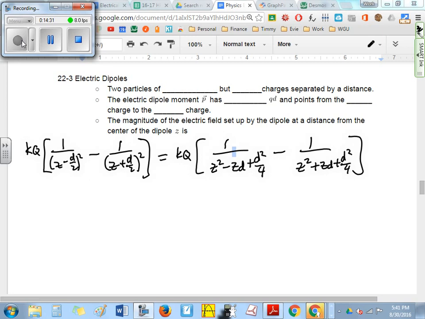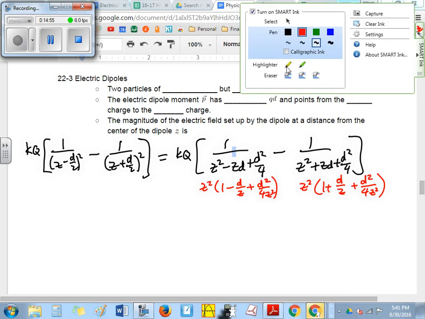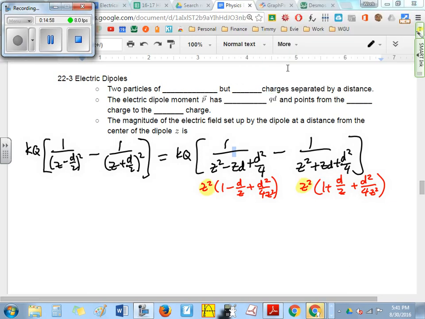So I'm going to start that process by factoring a z squared out of this trinomial, which is going to give me 1 minus d over z plus d squared over 4z squared. And then same thing here, z squared times 1 plus d over z plus d squared over 4z squared. This way I have a z squared separate on the bottom, and we're getting rid of these denominators. Okay, I'm going to pull that out to the front and put it under the kq.